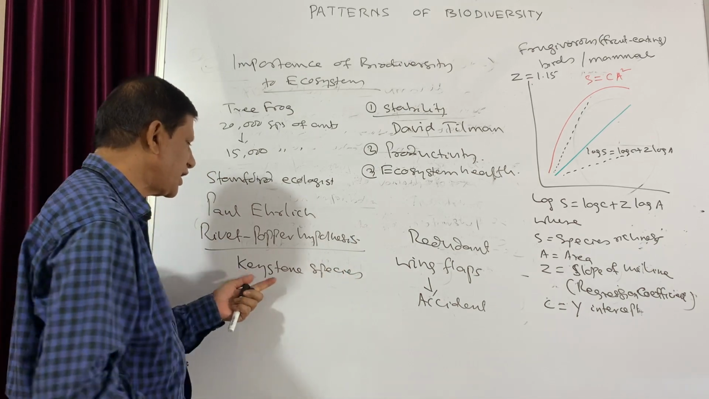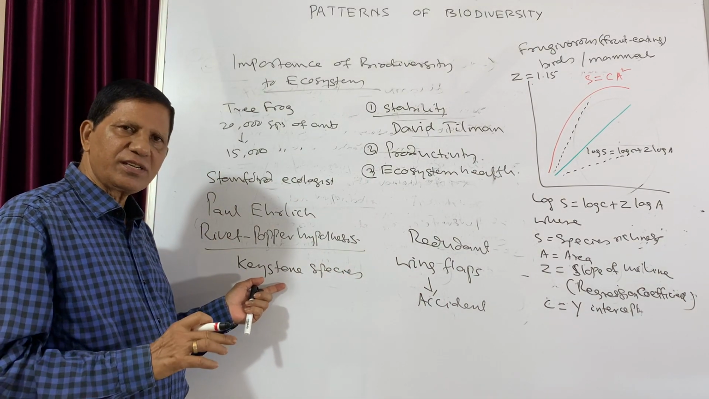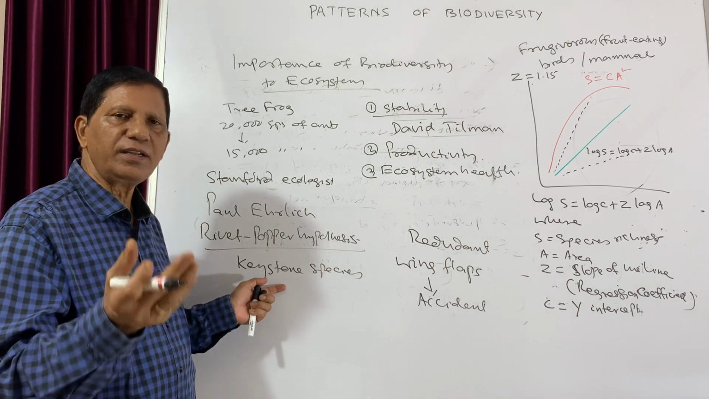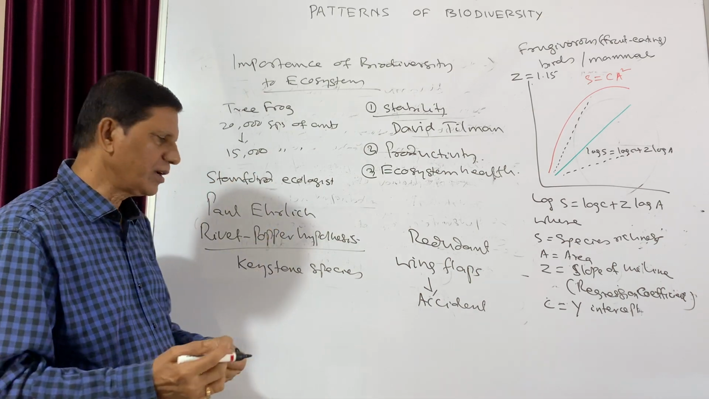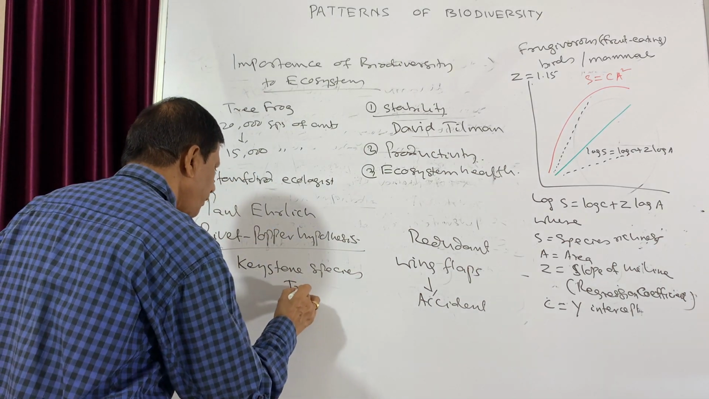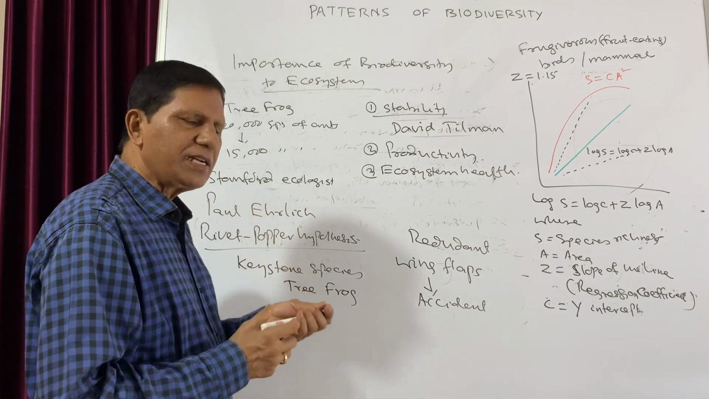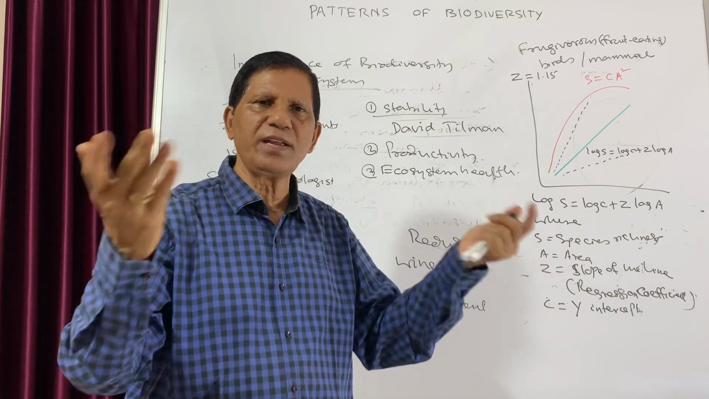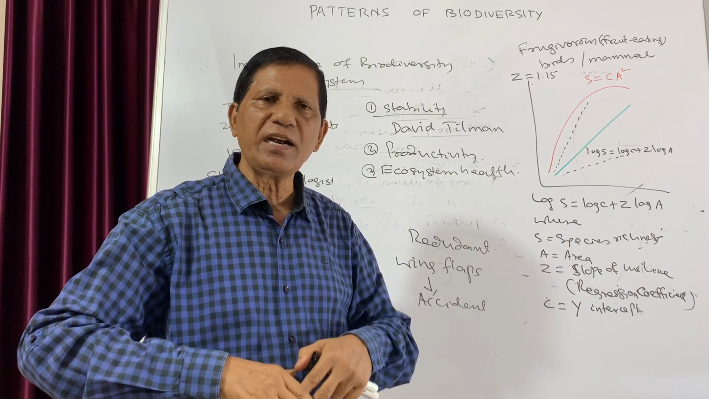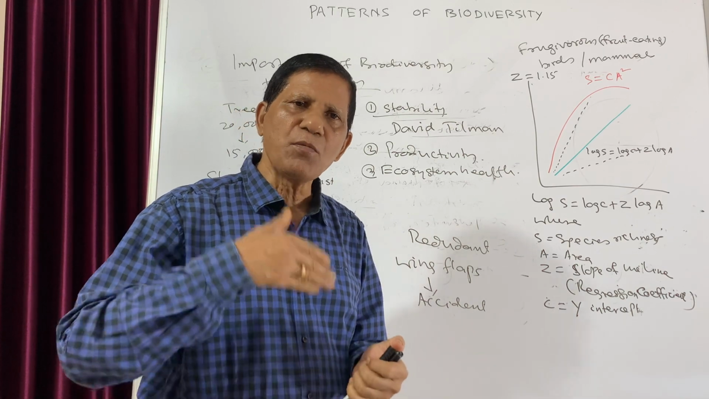What is the meaning of keystone species? That means the number is less, but it has more impact on the ecosystem because it has a lot of influence. And one of the examples is the tree frog. Because these are the plants to which a large number of birds will come, then they will move here and there, and they will pollinate the different types of plants and flowers. That means they have more impact.